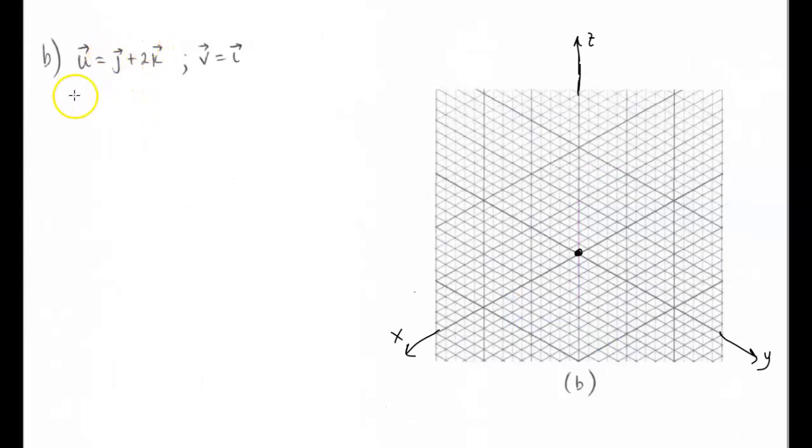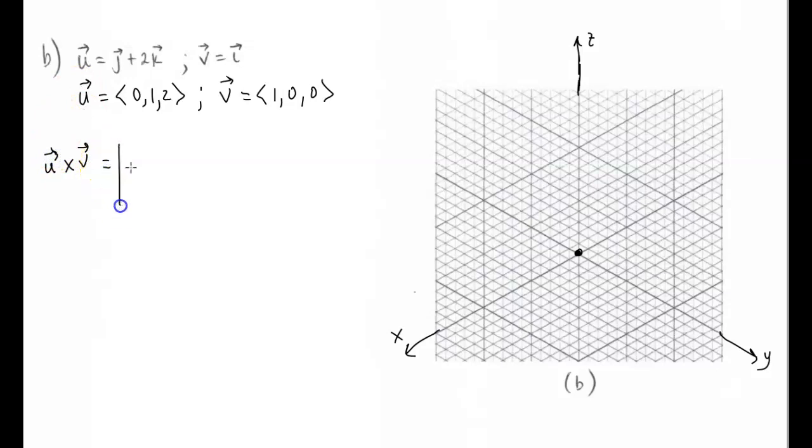All right, so for our next example here, we have a vector u, which if we put this in component form will be 0, 1, 2. And of course, our vector v is the same as the fundamental unit vector i, which will be 1, 0, 0. Okay. Now, if we do u cross v, of course, we can use the determinant form for this. And we'll have 0, 1, 2, and then 1, 0, 0.